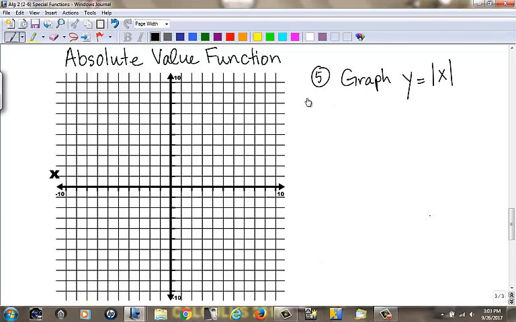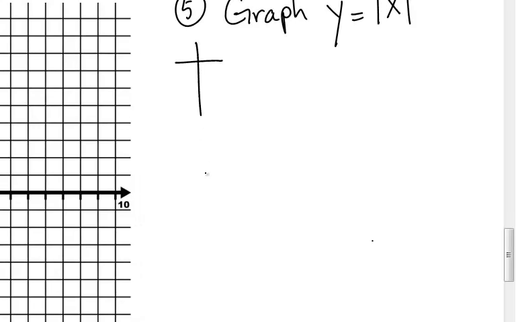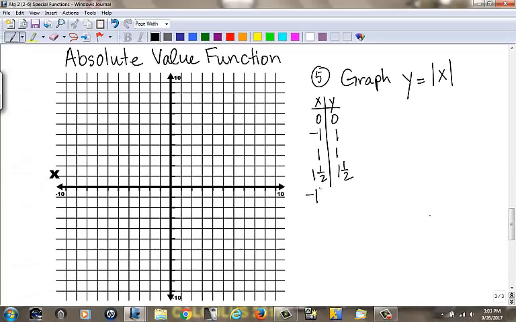Okay, so we're going to make a table of ordered pairs on this one too. You can always do these by hand. So if x equals 0, y equals 0. If x equals -1, y equals the absolute value, that's 1. If x equals 1, y is 1. If x equals 1.5, y is 1.5. X equals -1.5, y equals 1.5. X equals 2, y equals 2. X equals -2, y equals 2. And then graph that.